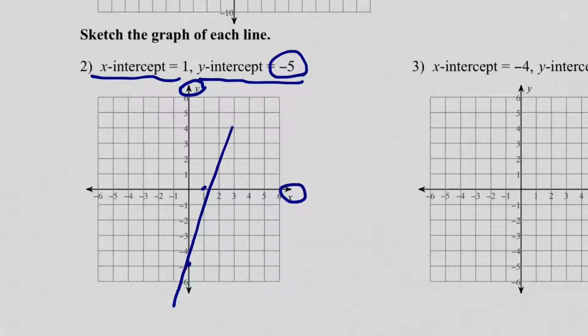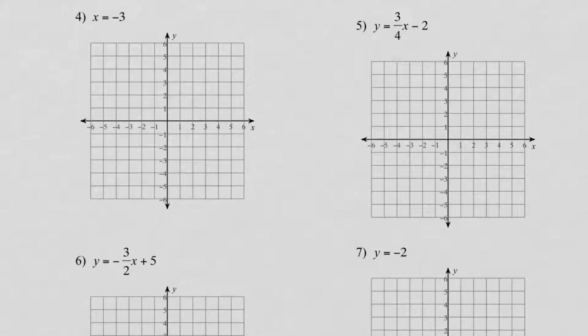So I'm going to do my best, and my line is not a very good match according to the points, but it's close enough for you to get the idea. And there it is. That's all I need to do to be able to graph something like that.